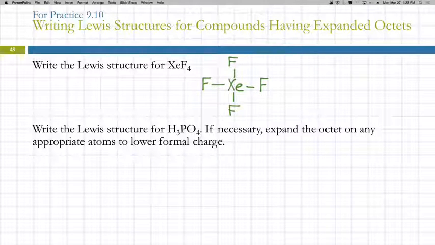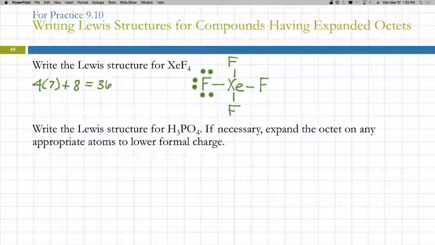We count up valence electrons. 4 fluorines, and they each have 7, plus how many valence electrons for xenon? 8. So we've got 28, and 8 is 36. So we've got 2, 4, 6, 8, 10, 12, 14, 16, 18, 20, 22, 24, 26, 28, 30, 32.